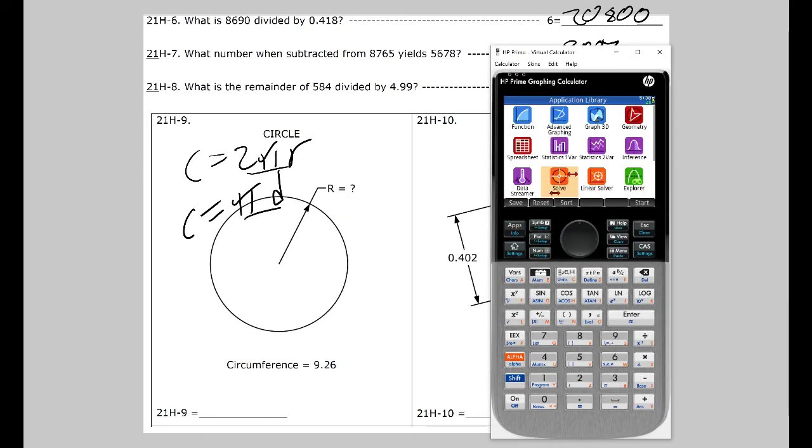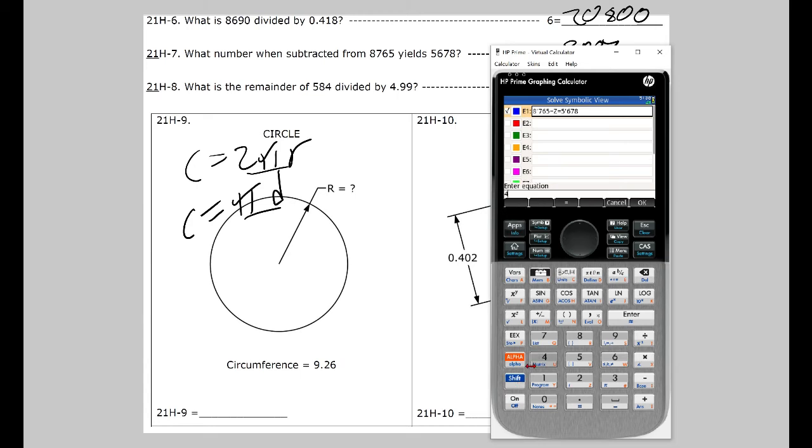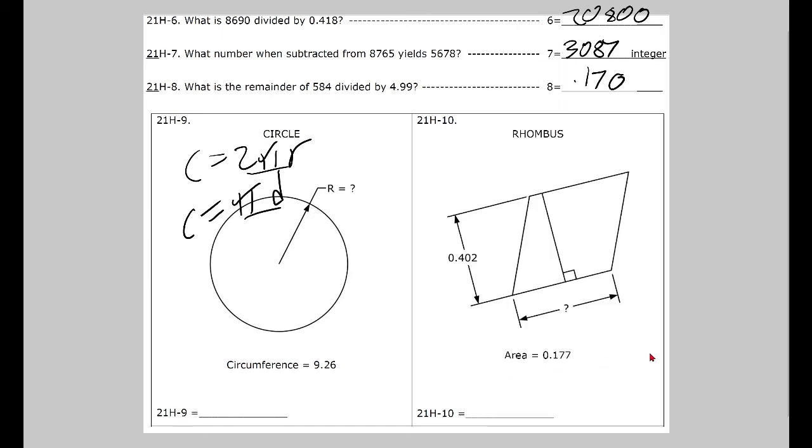So we jump to our solver and just begin to solve this. So 9.26 equals 2 times pi times r. Oh, I accidentally messed up a little bit. Forgot to put my equal sign. So there, 9.26 equals 2 times pi times r. That's why it's always important to check and make sure that your equations are correct. And then we go to number, give a guess of 5, and hit solve. So our radius should be 1.47. So that will be our answer, 1.47.